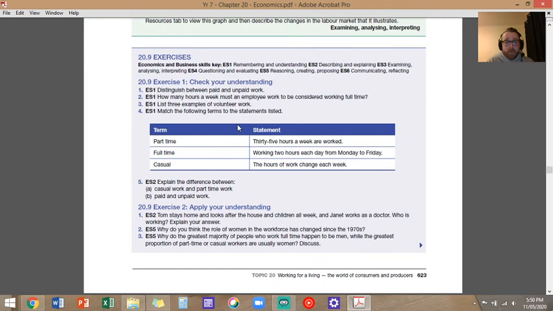Question 4. Match the following terms to the statements listed. So you can see they've got the different types of work, so full-time, part-time, casual. Match it up.